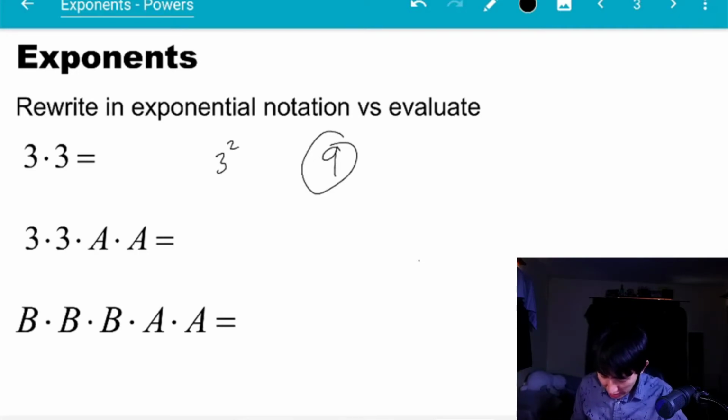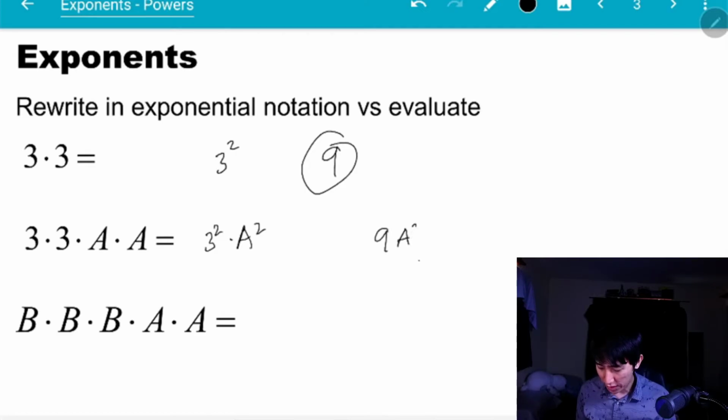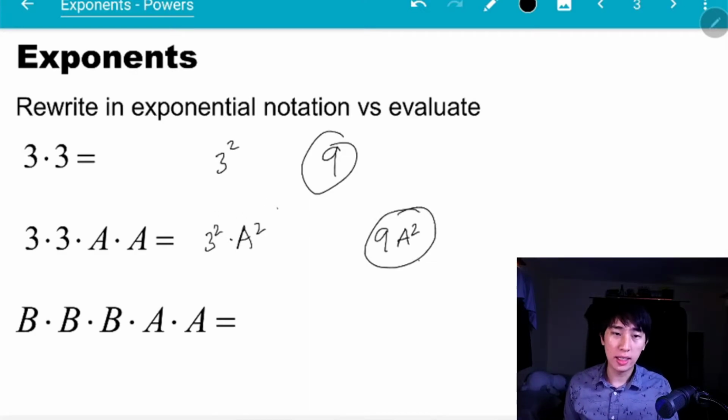So if we have something like 3 times 3 times a times a, that's going to be 3 squared times a squared, because I'm multiplying 3 by itself 2 times, and I'm multiplying a by itself 2 times. However, that's exponential notation. We can actually do the math because we know 3 times 3 is 9. But I still don't know what a is, and because I don't know what a is, we're still going to have to leave it as a squared. Again, this is your evaluation. The left side is your exponential notation.